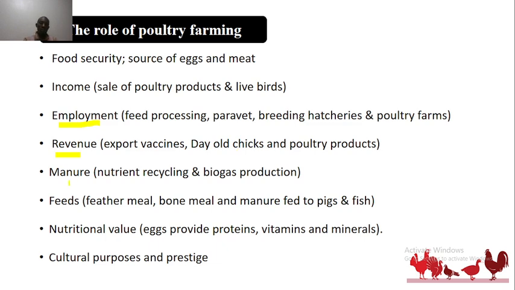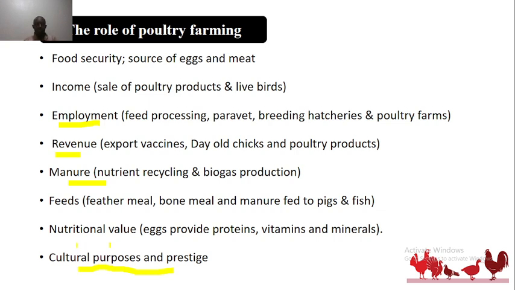Poultry produces manure, which is important in nutrient cycling. The manure can also be used as feed for fish. We have also cultural purposes, whereby some people, if you're going to wed, you see all those budgets.